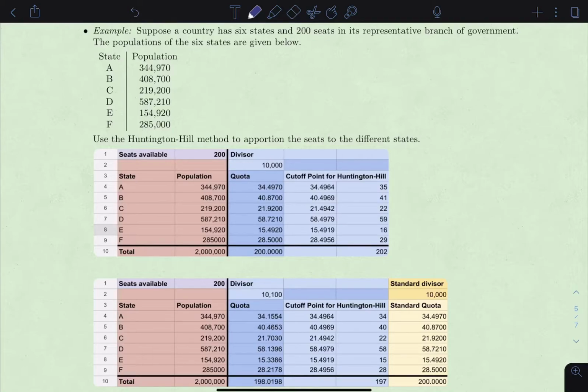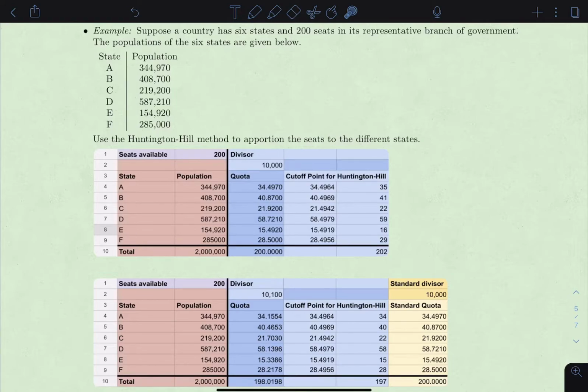So in all of these problems, one thing we need to know is how many people we have in total. And so the total population is given in the first column of the tables below. There's a couple tables here. We're just going to focus on the first one for now. The total population is given here at the bottom. If you add up all the individual populations of the states, you get 2 million. The seats available are 200, and you should check for yourself that 2 million divided by 200 is 10,000. So the standard divisor is 10,000.